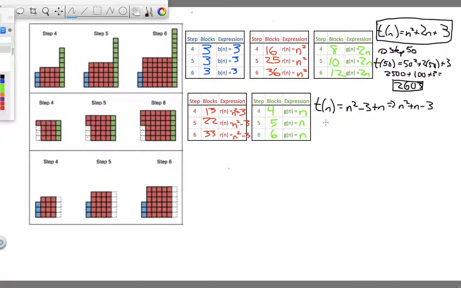So now, at step 50, if I plug those in, I get t of 50 equals 50 squared plus 50 minus 3. So that's going to be 2,500 plus 50 minus 3. Put that all together, and that's going to be 2,547.